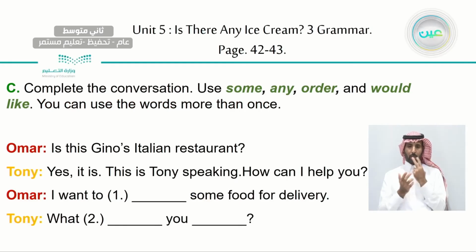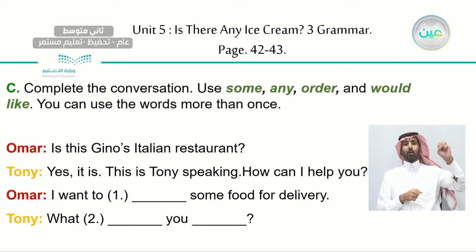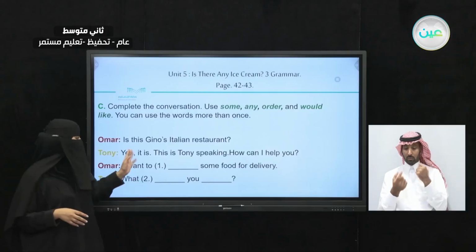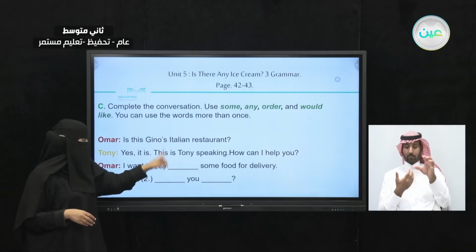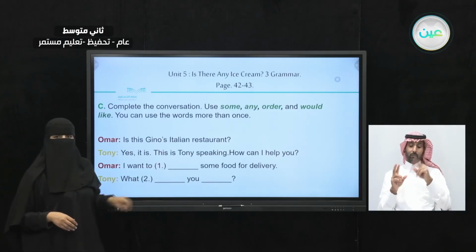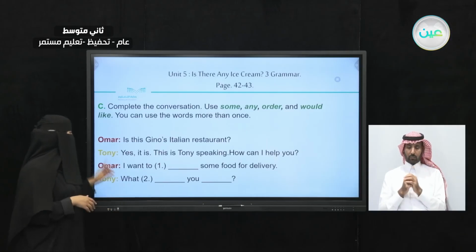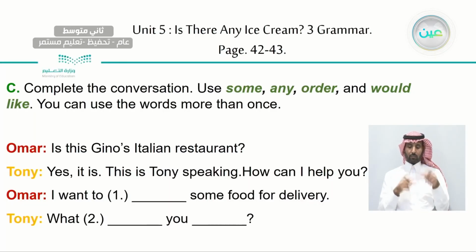Now, let's take a look here. We want to complete the conversation using some, any, order, and would like. Let's read and try to choose the missing word, the correct word for these spaces, okay? So the conversation between Omar and Tony.